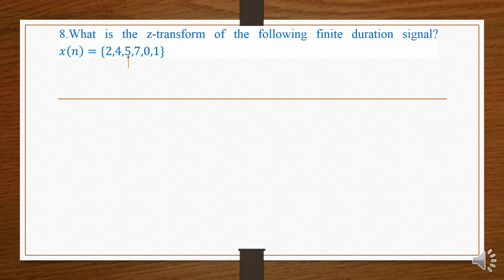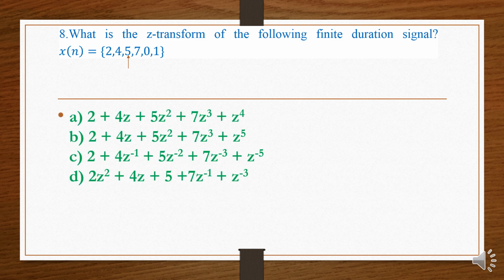So next question, what is the Z transform of the following finite duration signal? X of n is equal to 2, 4, 5, 7, 0, 1. The meaning of this arrow is at n is equal to 0, you will be getting the value as 5. Then n is equal to minus 1, the value is 4. N is equal to minus 2, value is 2. Then n is equal to 1, the value is 7. N is equal to 2, value is equal to 0, and n is equal to 3, value is equal to 1. So 4 options are given.